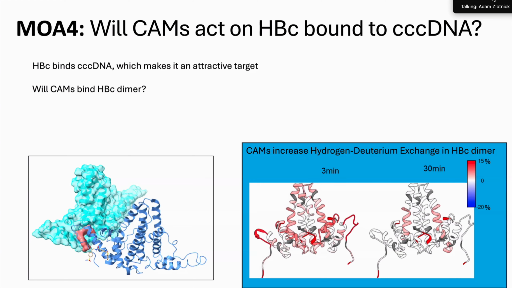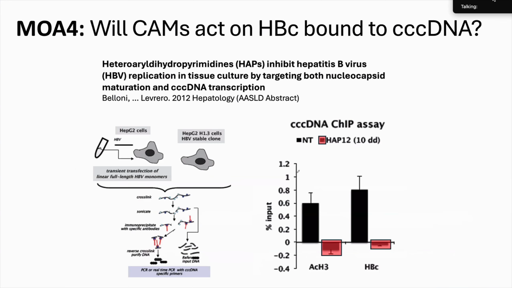That is, the hydrogen bonds that are holding alpha helices together are being made or broken at a faster rate in the presence of CAMs than in their absence. Conversely, if you add CAMs to capsids, it slows down the rate of HD exchange. A bit over 10 years ago, Massimo Levrero and collaborators showed that HAP molecules, a CAM-A, were able to affect HBV epigenetics, both in a transiently transfected cell line or in a cell line that is stably transfected and able to accumulate cccDNA.